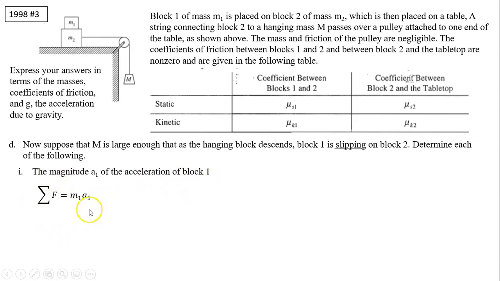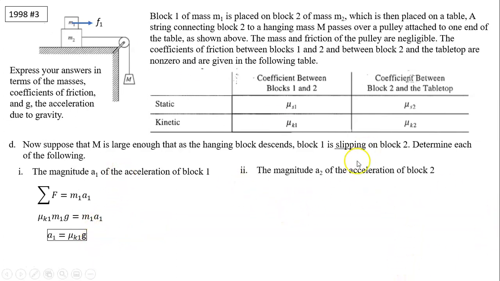To find acceleration, again, we use Newton's second law. Let's see what the forces are. We have upward and downward forces, those cancel. So F1 is the net force, and that F1 is kinetic friction. So that should be mu K1 times N1, which is M1g. And that friction force from M2 is producing the acceleration A1. So from here, we can solve for A1.